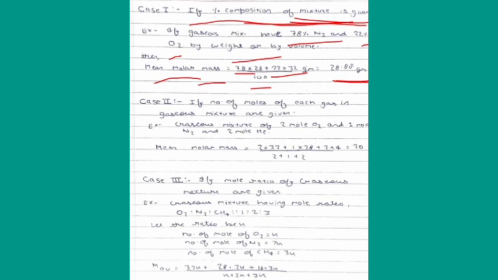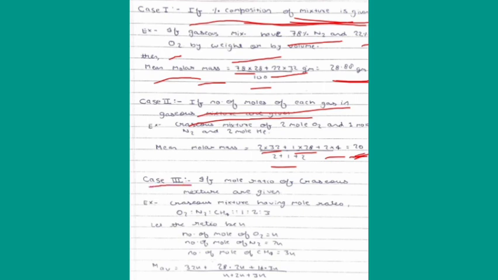The next type is when the number of moles of each gas in the gaseous mixture is given, and the example for this is a gaseous mixture of 2 mole O2, 1 mole N2 and 2 mole helium. So the mean molar mass will be given by 2 into 32 plus 1 into 28 plus 2 into 4 by 2 plus 1 plus 2, which equals 20. This is another type on which the calculation of density of the gaseous mixture can be asked.